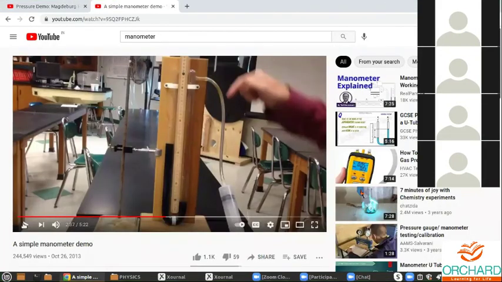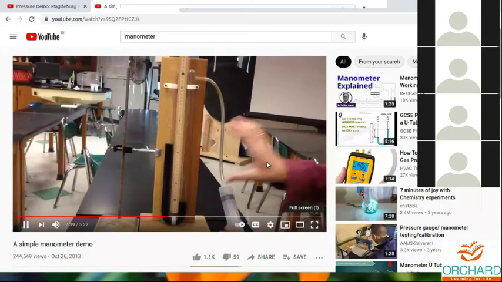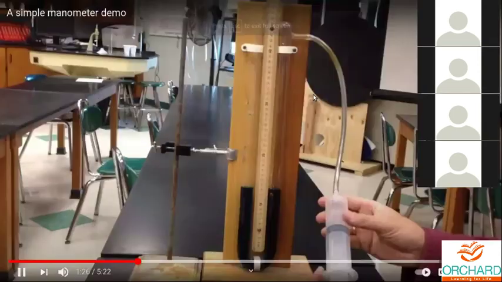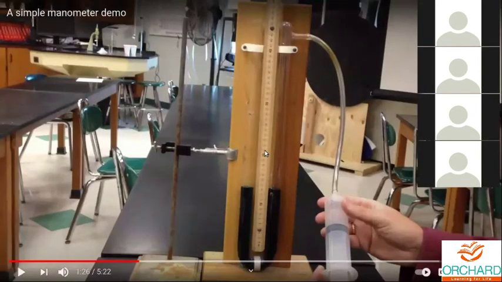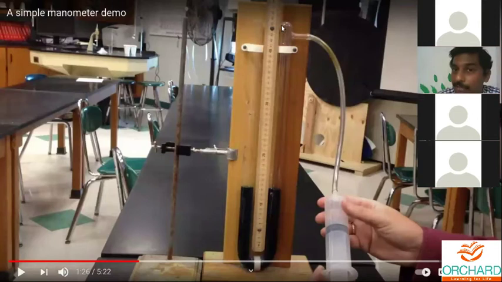I'm sharing the video again. This is a video of a manometer. A manometer consists of a U-shaped tube with some liquid inside. One end is open to the atmosphere, the other end is closed at the top. However, it contains a side pipe to change the pressure inside the column.